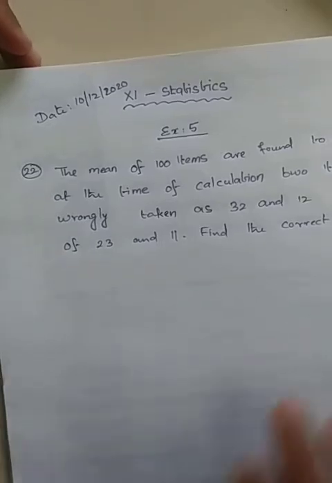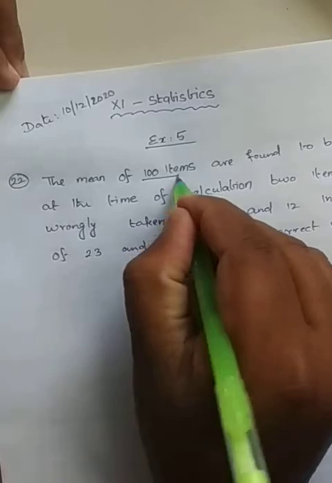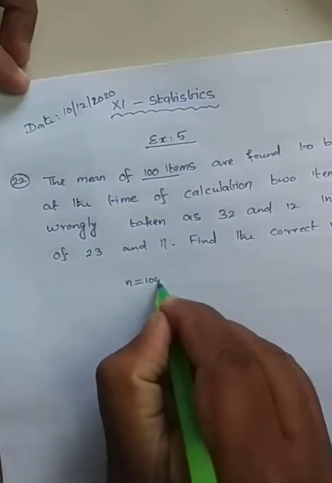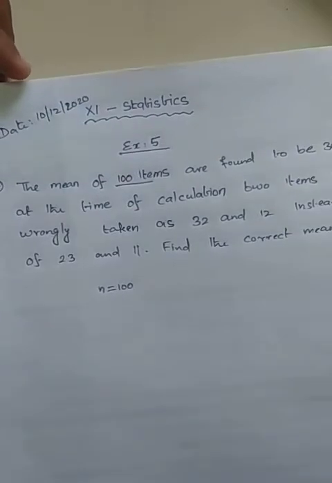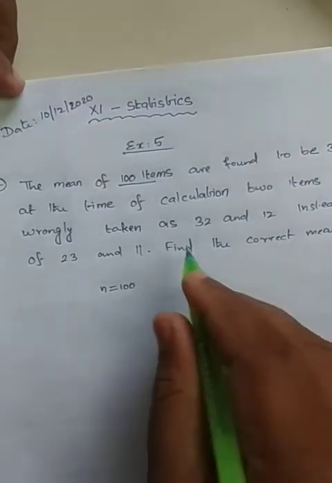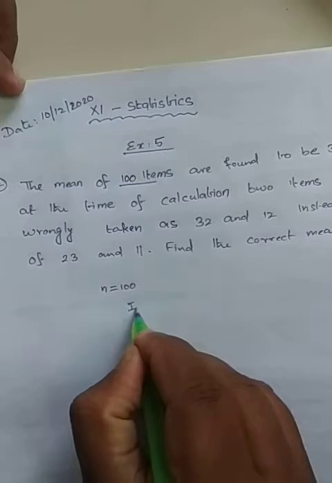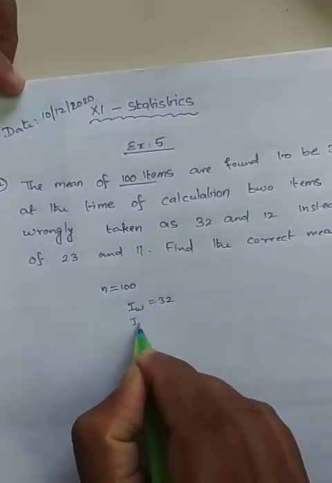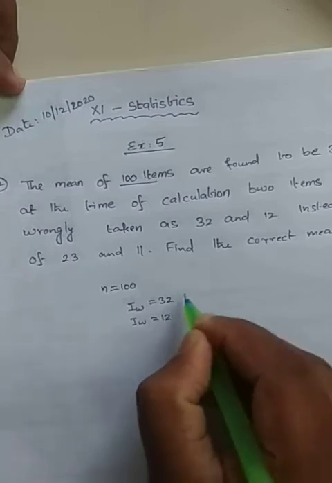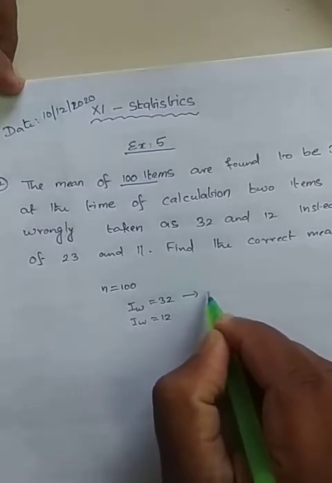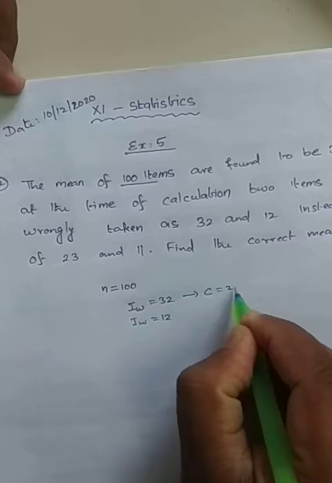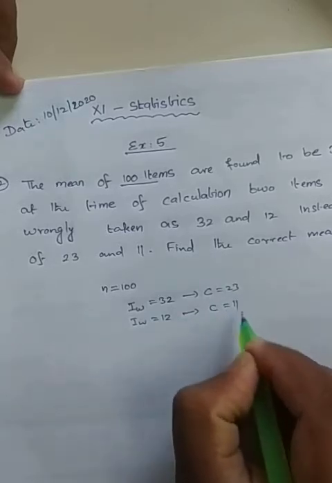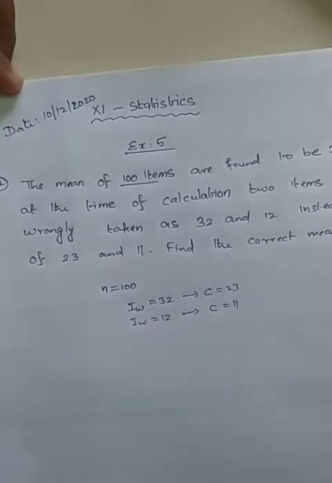So totally how many items? 100. So n is here 100. Keep that in mind. One item is a wrong item. Item IW I am writing. Wrong items are 32 and 12. Instead, the correct items you have to take are 23 and 11. Instead of 23, 11 they have taken 32, 12.